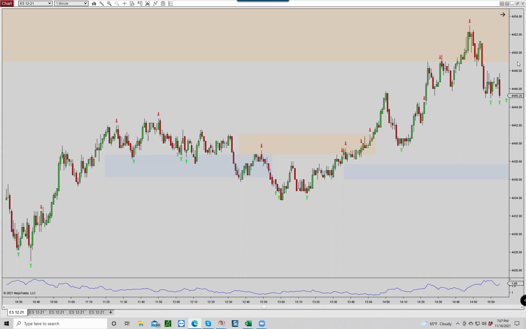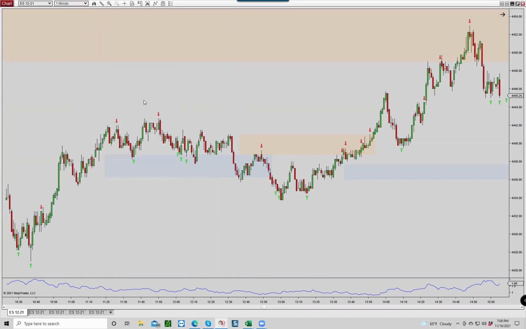So you can see what I have here. I have the ES futures. It's the one I'm most comfortable with personally. I know some of you guys are trading currency futures, and some of you are trading oil, NASDAQ, whatever. I have a 1 minute chart.